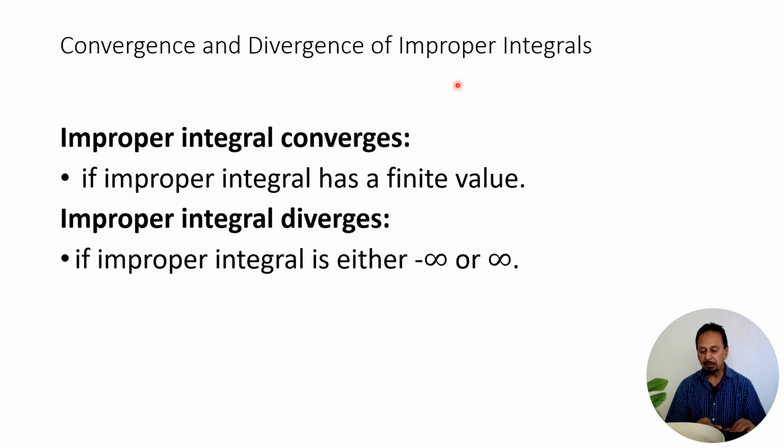Once again, convergence and divergence of improper integrals. An improper integral converges if it has a finite value. An improper integral diverges if it is either minus infinity or plus infinity.